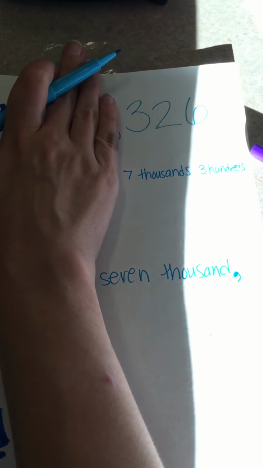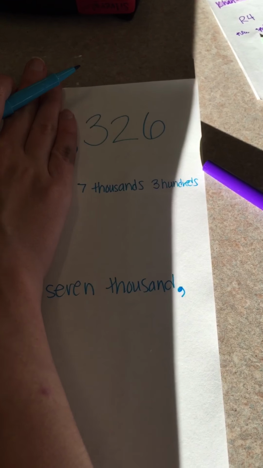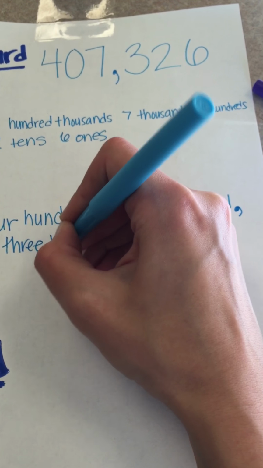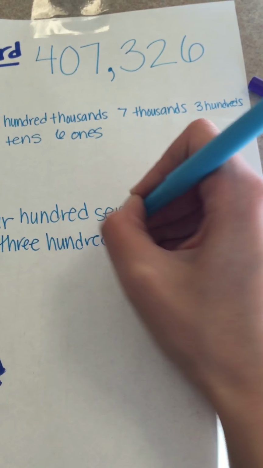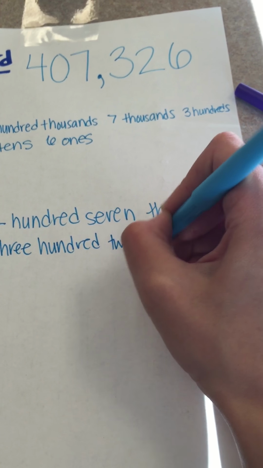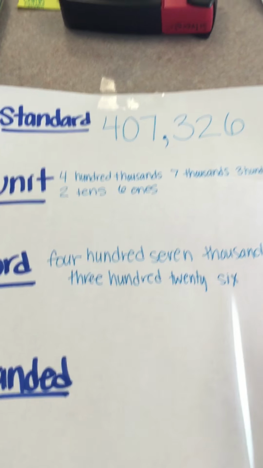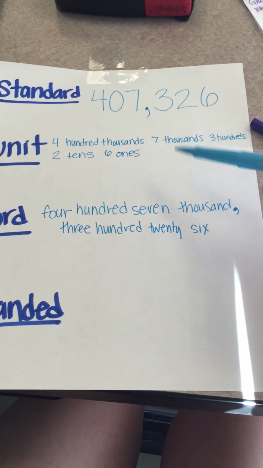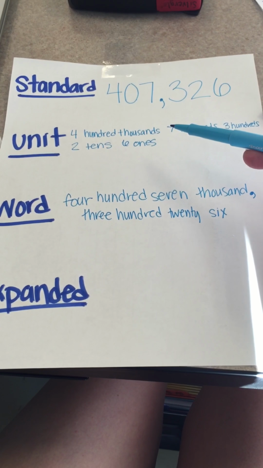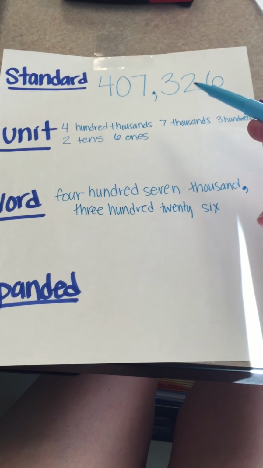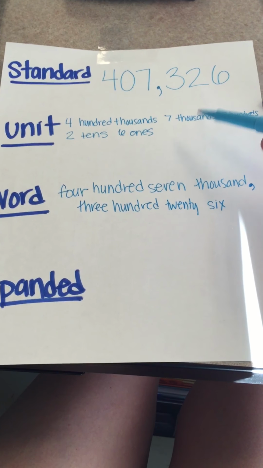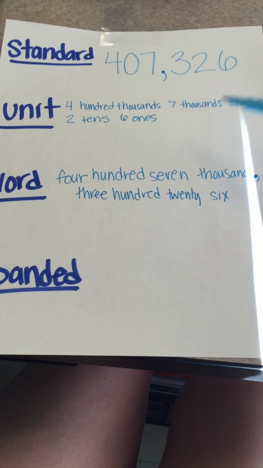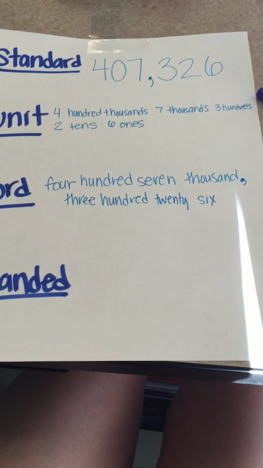How do we read this part? 326. So I write 326. Pause this video and tell someone at home how unit form and word form are the same and how they're different. This is going to help you understand the difference between them so you don't mix them up anymore.